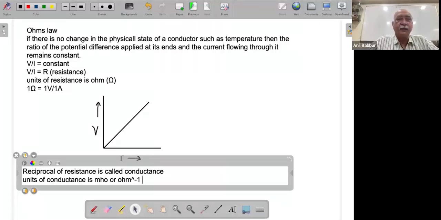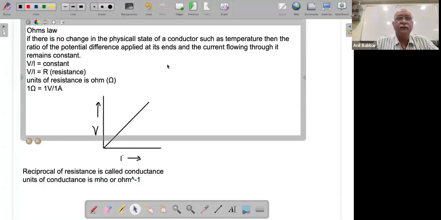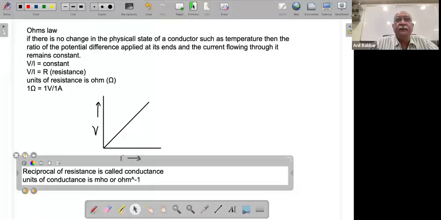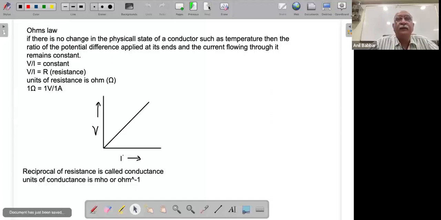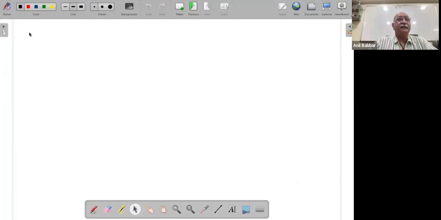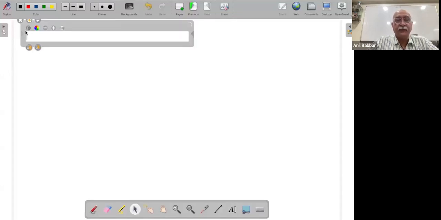Then the dimensional formula for the resistance, you may write here, it's not so important. We can leave that for later on. Factors on which the resistance depends. Okay.